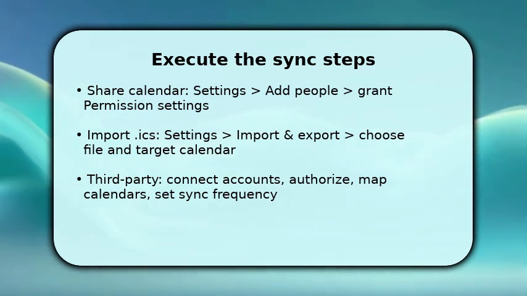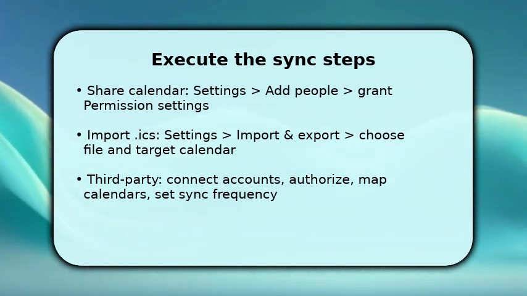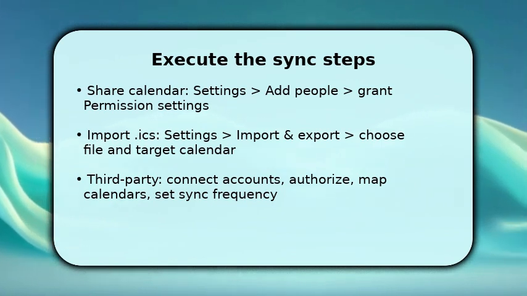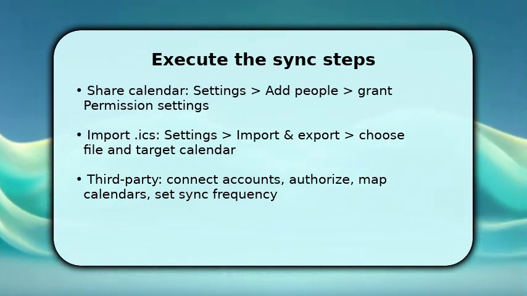If you need two-way continuous sync, connect a trusted third-party app, authorize both Google accounts, map which calendars mirror each other, and set a sync interval. This creates ongoing alignment between calendars.